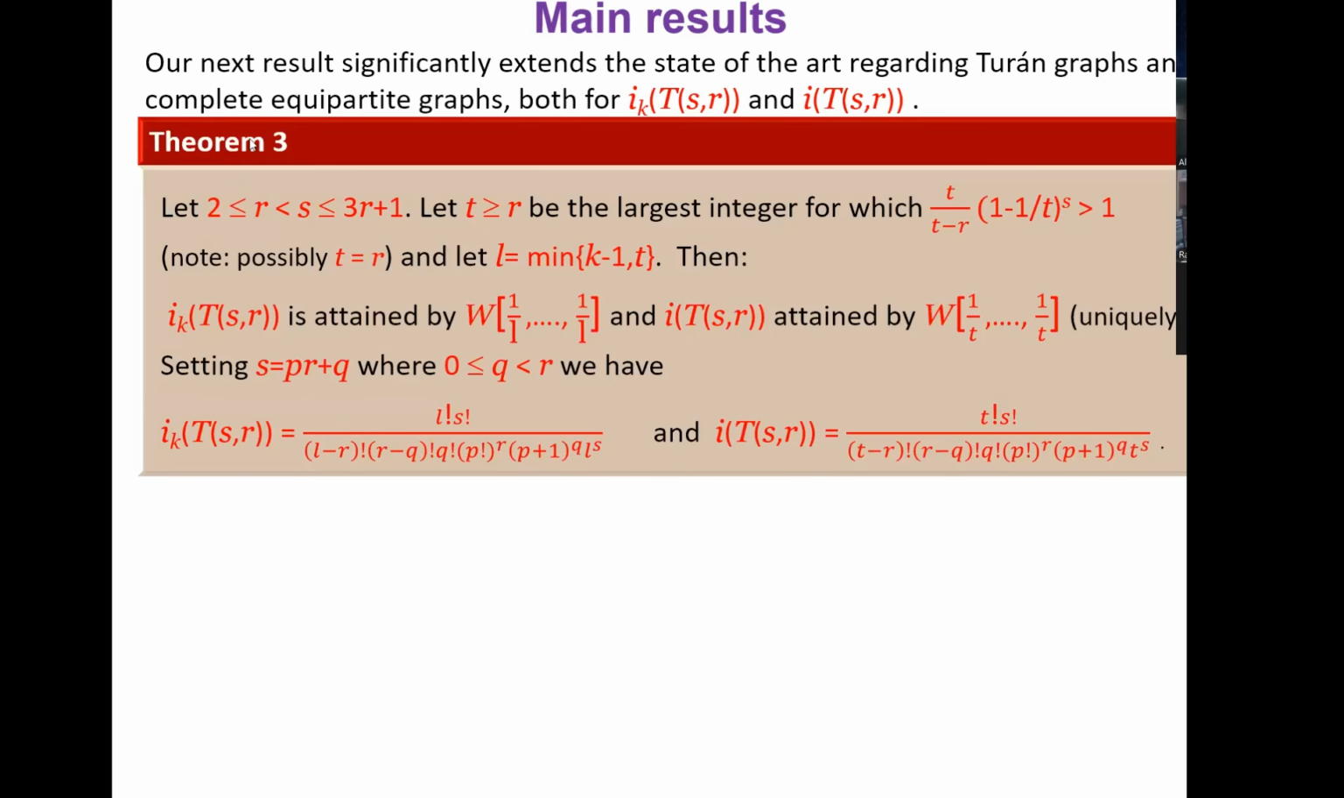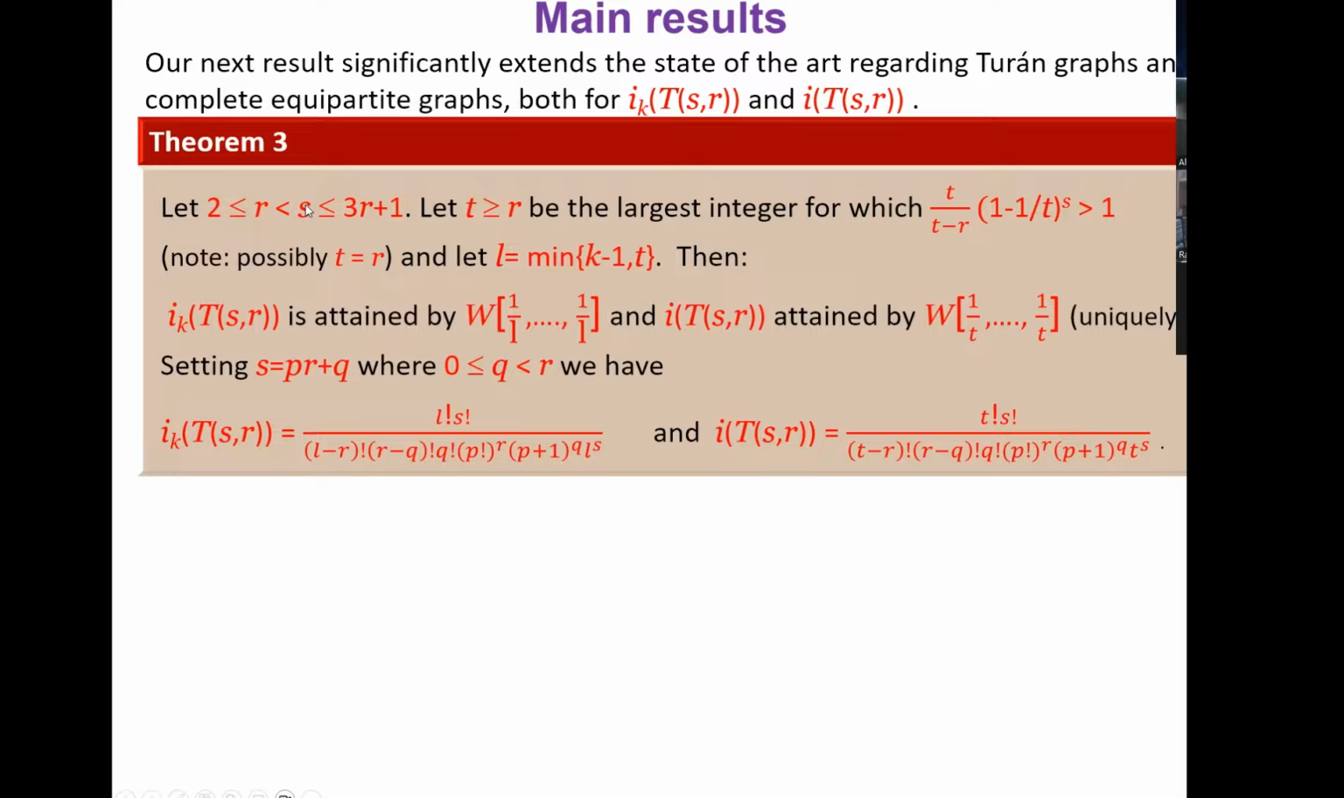Okay, so the next theorem I'm going to state will actually show how we can extend the state of the art regarding two-rung graphs and complete equipartite graphs and obtain a plethora of new inducibility values that were not known before. So let me state this theorem. It's not intimidating, as one might think. So theorem 3, suppose we have a two-rung graph.